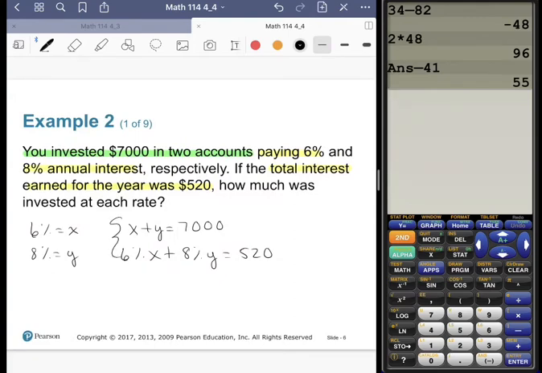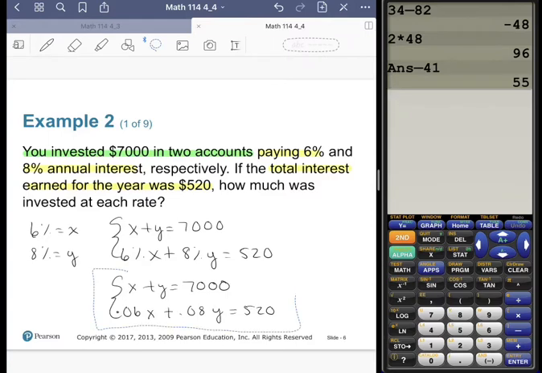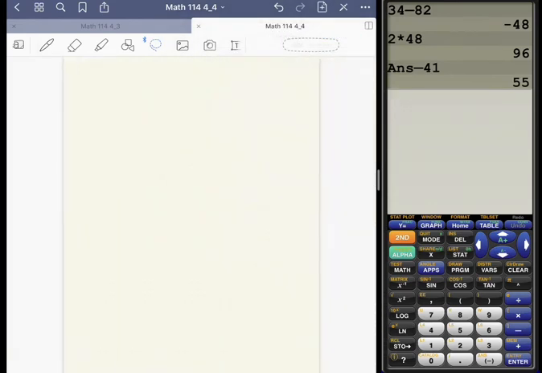However, this equation is not that nice. So we have to rewrite this to become a proper equation. So this one stays. This is not the problem. But percent, we can't use percent. So this will become 0.06x plus 0.08y equals 520. So I'm going to copy that and take it to our next page.